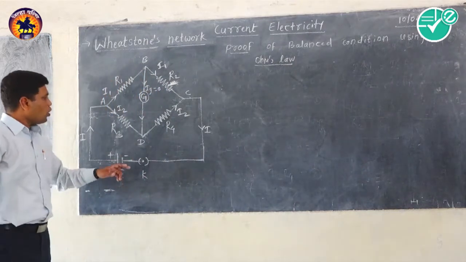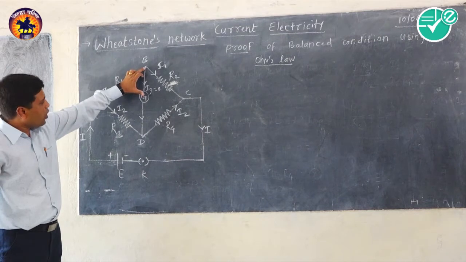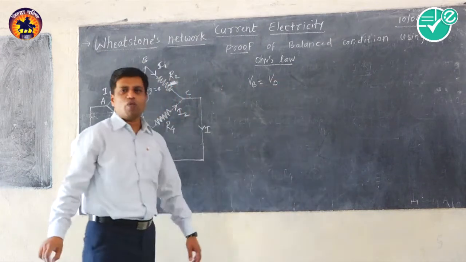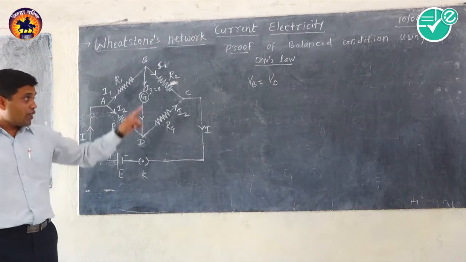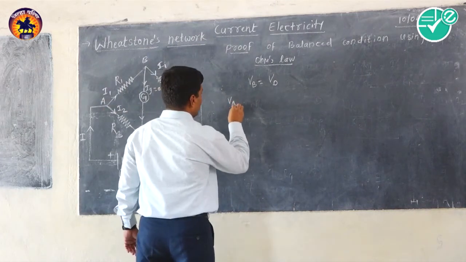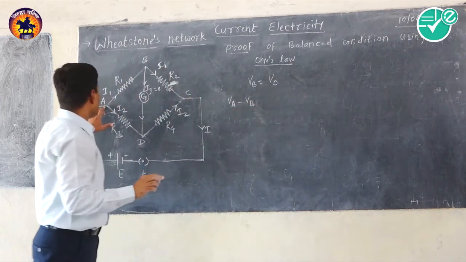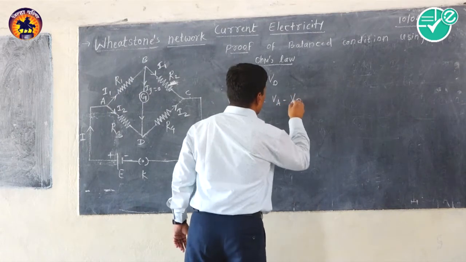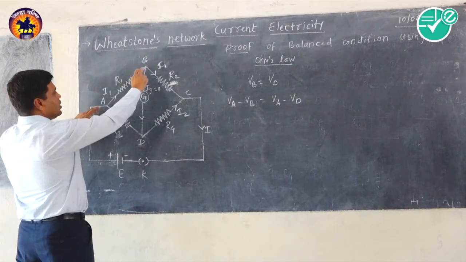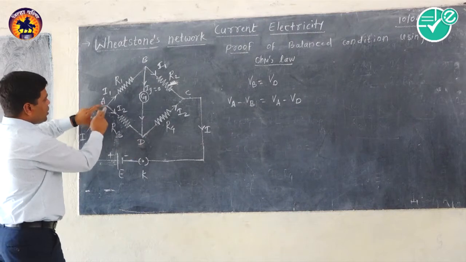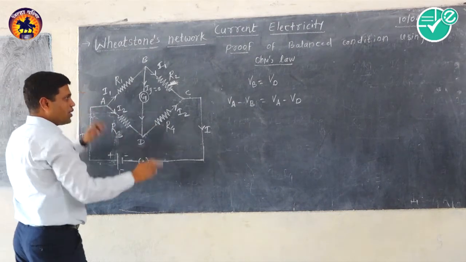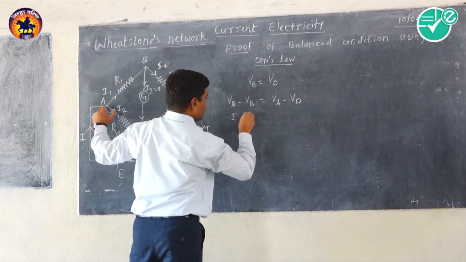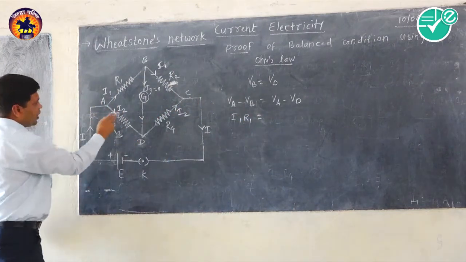While applying Ohm's law, when the bridge is balanced, the potential of point B is equal to the potential of point D. So we can write this equation as VA minus VB, the potential of point A minus the potential of point B, is equal to the potential of point A minus the potential of point D. So VA minus VB means I1 R1 is equal to VA minus VD means I2 into R2.